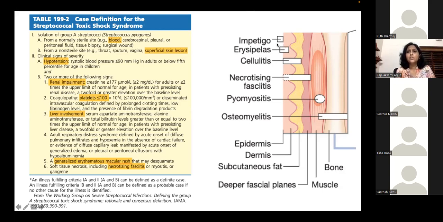So toxic shock syndrome can start as erysipelas as shown here. They go on to develop cellulitis, and deeper regions of the skin are involved, which can result in necrotizing fasciitis. And many times they need debridement as source control to reduce the progression.